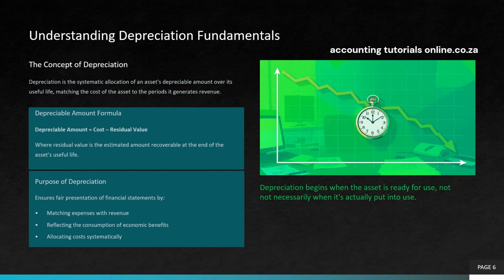What are the purposes of depreciation? Depreciation ensures fair representation of the financial statements by matching expenses with revenue, reflecting the consumption of economic benefits, and allocating costs systematically. So depreciation will begin when the asset is ready for use, not necessarily when it's put into use. So we are saying that if the asset is ready for use in May, but we start using it in July, we start depreciating the asset in May.